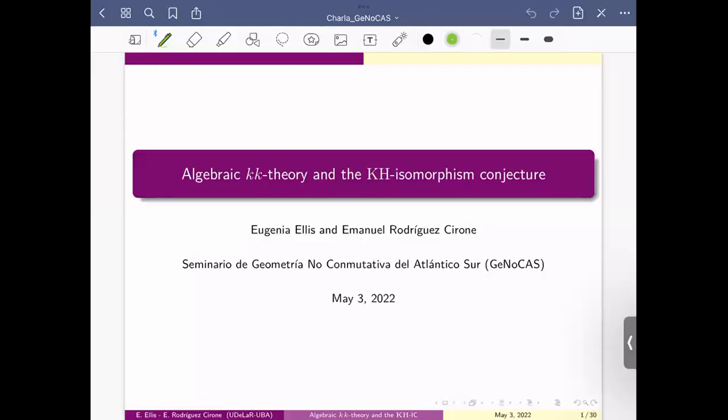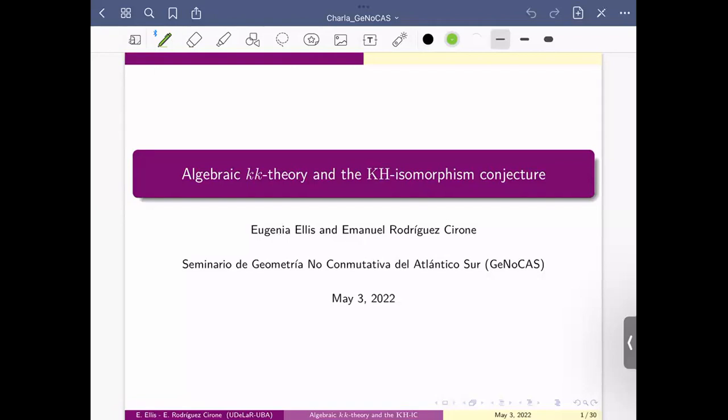So our speaker today will be two speakers. First, Eugenia Ellis will speak, and then Emanuel Rodríguez Cirone will speak on a joint work whose title you can see on the screen, Algebraic KK Theory and the KH-isomorphism conjecture. Please, Eugenia, go ahead. Okay.